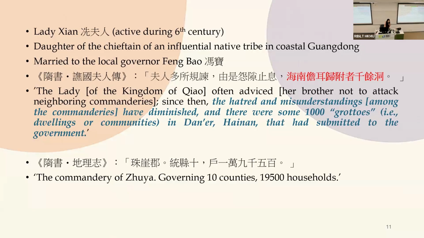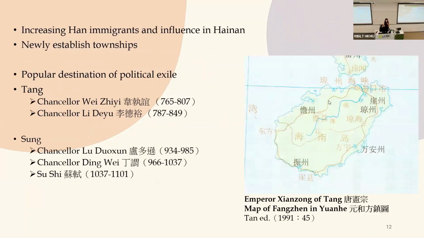So Lady Xian exhibited outstanding intelligence and political sensitivity, as well as bravery and compassion for the local people. In countless instances she helped to mediate conflicts and subdue insurrections of the local tribes. So she convinced thousands of grottos, called dong here, which means small remote settlements in Hainan, to submit themselves to the rule of the Chinese government, and contributed greatly to the establishment of a much more stable and extensive control of Hainan by the Sui court. And the Sui dynasty also marks the beginning of increasing Chinese influence in Hainan.